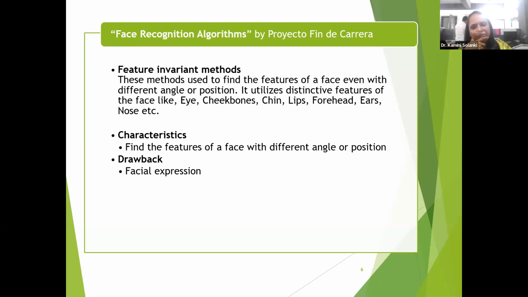But the drawback in feature invariant is that if you have different expressions on your face, for example you are smiling, or you are in a bad mood, those are your facial expressions, and that is the drawback of this method. Generally in feature invariant, we can use PCA. If you have a different angle, it will work, but if you have different expressions, this algorithm cannot work well.